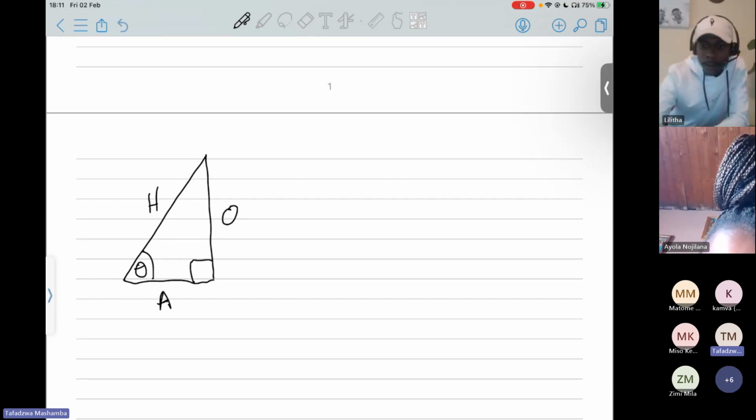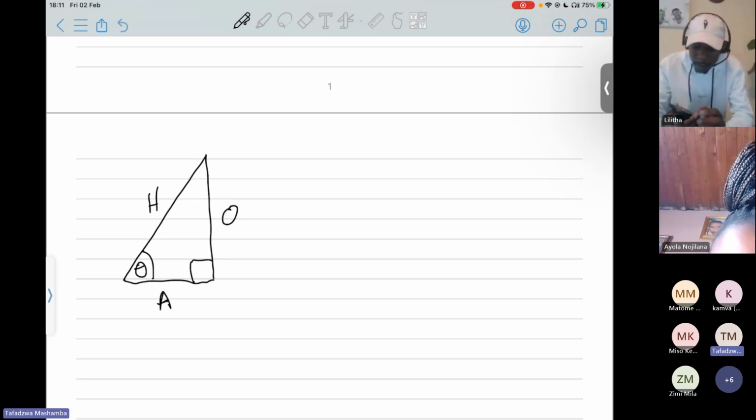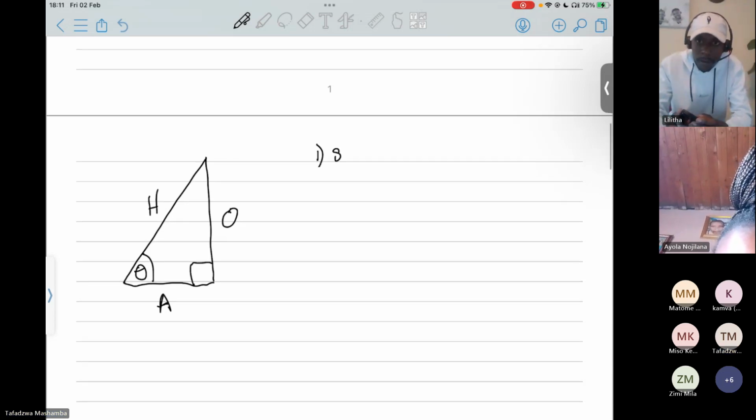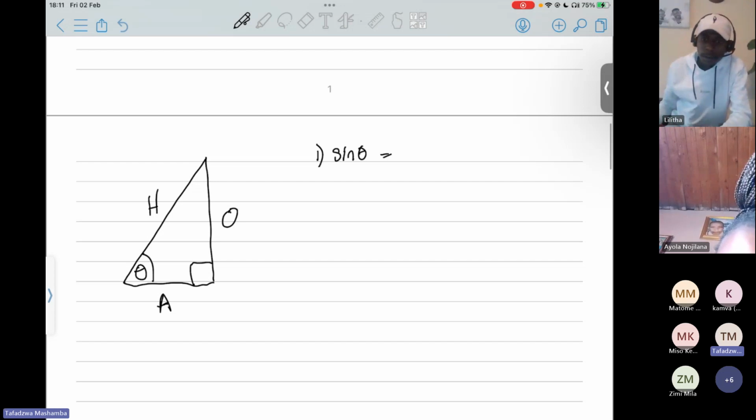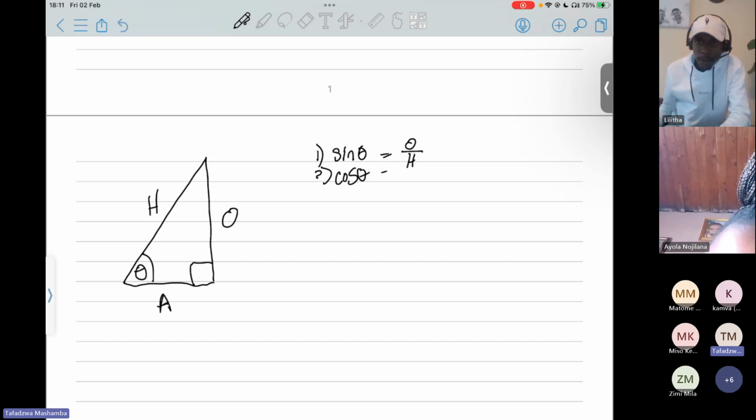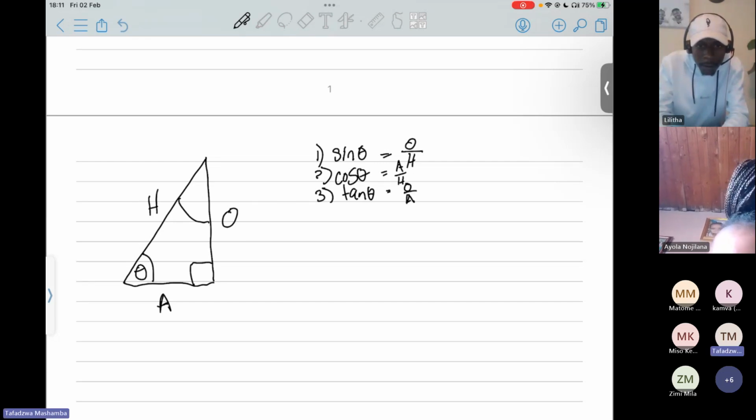So like we've said above, we know that sine theta is opposite over hypotenuse, we know that cos theta is equal to adjacent over hypotenuse, and we know that tan theta is opposite over adjacent. From here, instead of giving you guys an angle, because this is 90, this is theta, I'll write this as 90 minus theta.